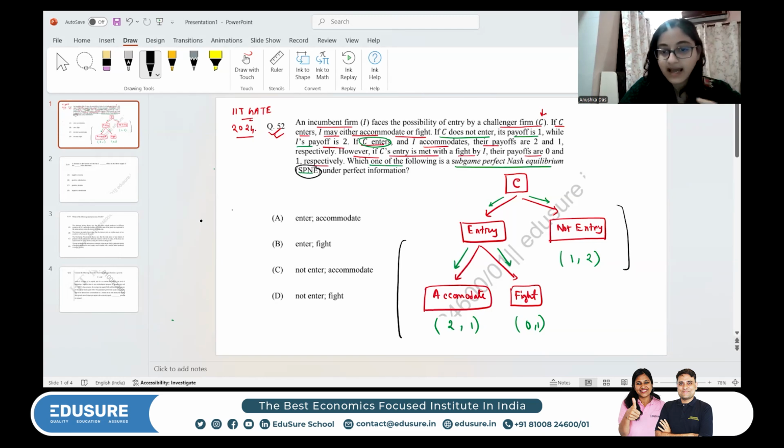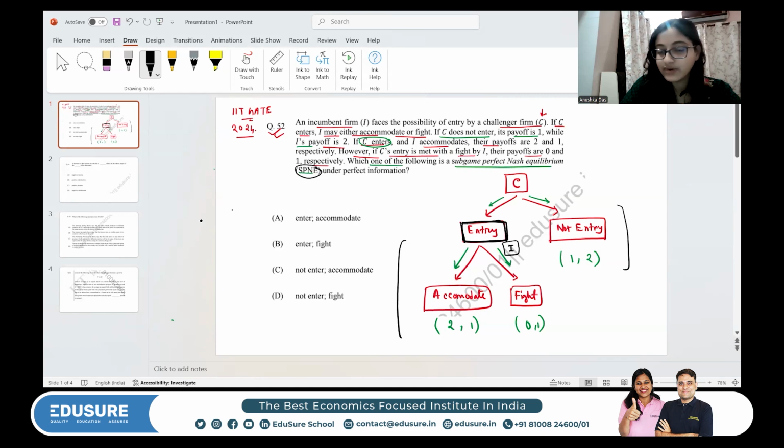So let us start from this point, when suppose C enters into the market. Then what happens? What will be the optimal strategy for each of the players? So take this subgame first. Suppose C enters into the market. Now, if C enters into the market, what is the best option for the incumbent firm, which is I?